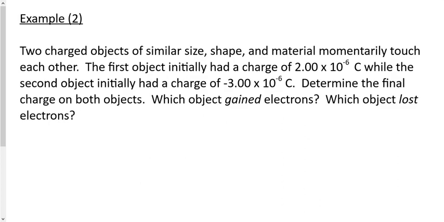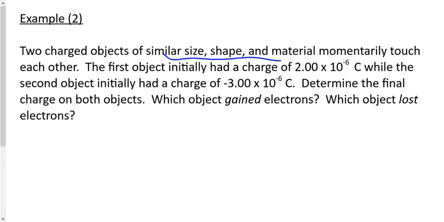Okay, let's take a look at an example here. This is example number 2 that's on the handout that I gave you before. It says, 2 charged objects of similar size, shape, and material momentarily touch each other. Now, you're going to see why in a moment that I'm saying that they're similar size, shape, and material. They momentarily touch each other anyways. We'll talk about why this is important later on. The first object initially has a charge of 2 times 10 to the minus 6 coulombs. Well, the second object initially has a charge of negative 3 times 10 to the minus 6 coulombs. What's the final charge on both objects?